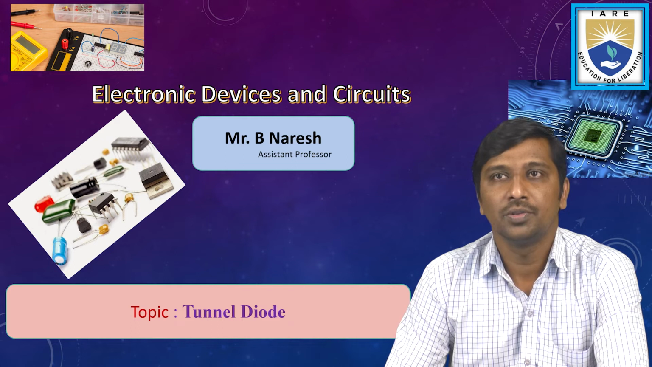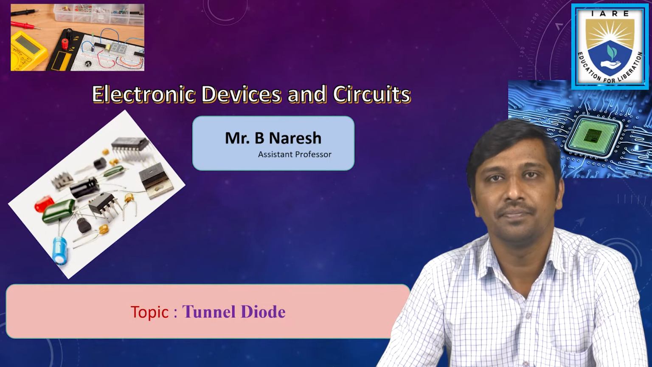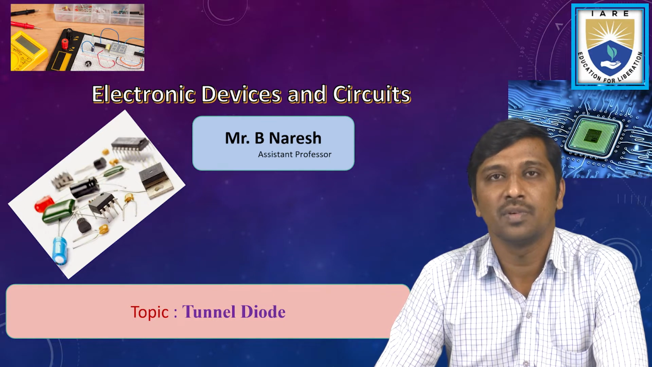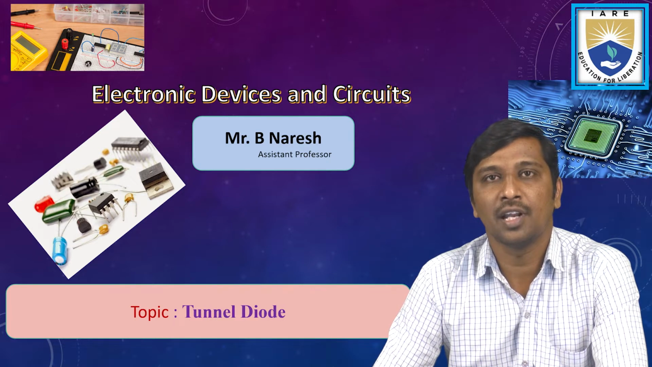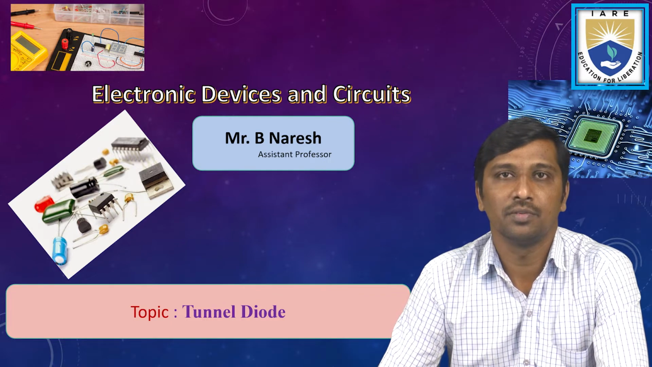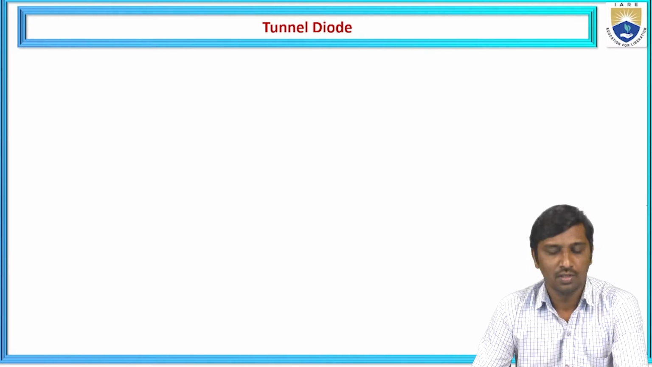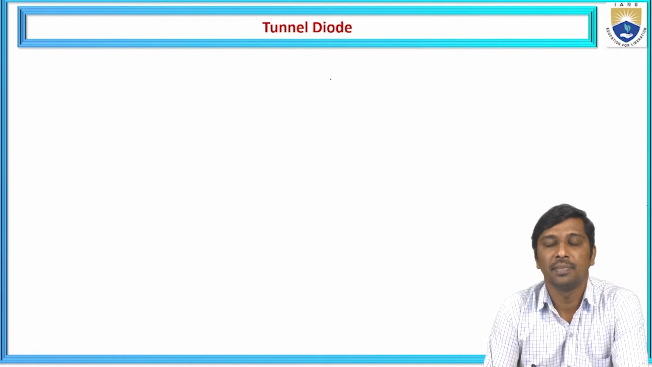Before going to this tunnel diode, the tunnel diode is also one of the semiconductor devices, and it is also made up of P-type and N-type materials. But what is the difference between a normal PN junction diode and the tunnel diode? We will discuss that here. So coming to this tunnel diode, it is made up of a P-type material as well as an N-type material.